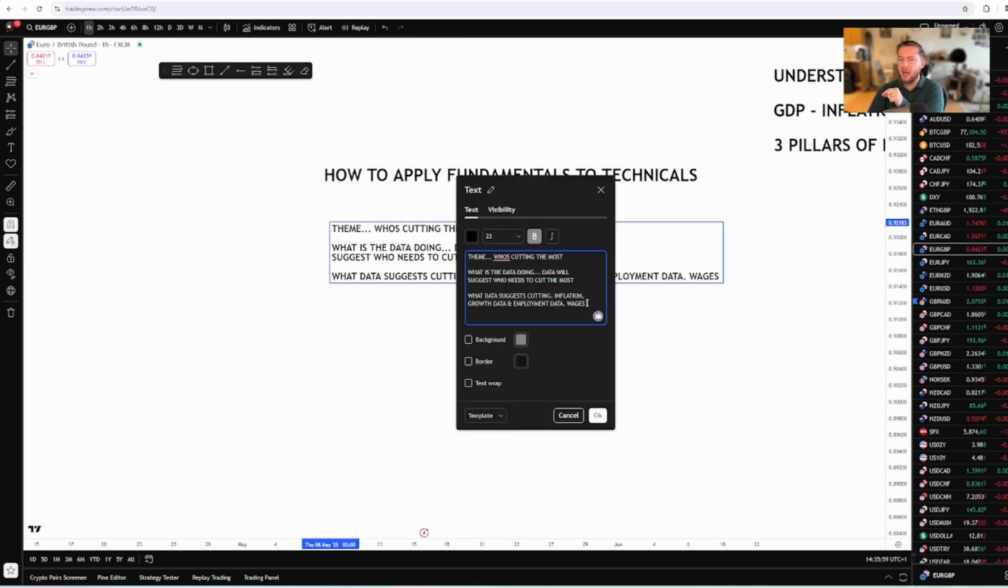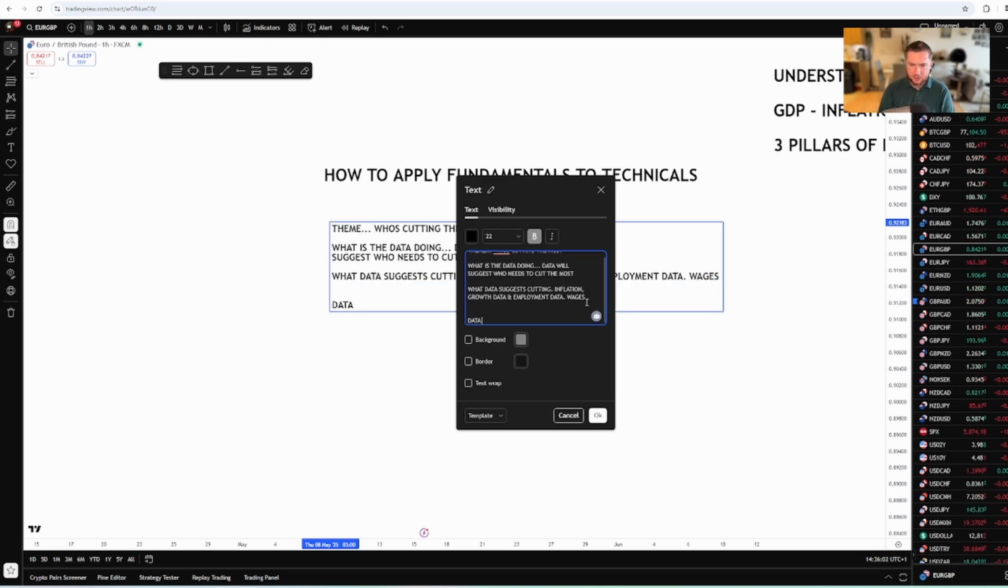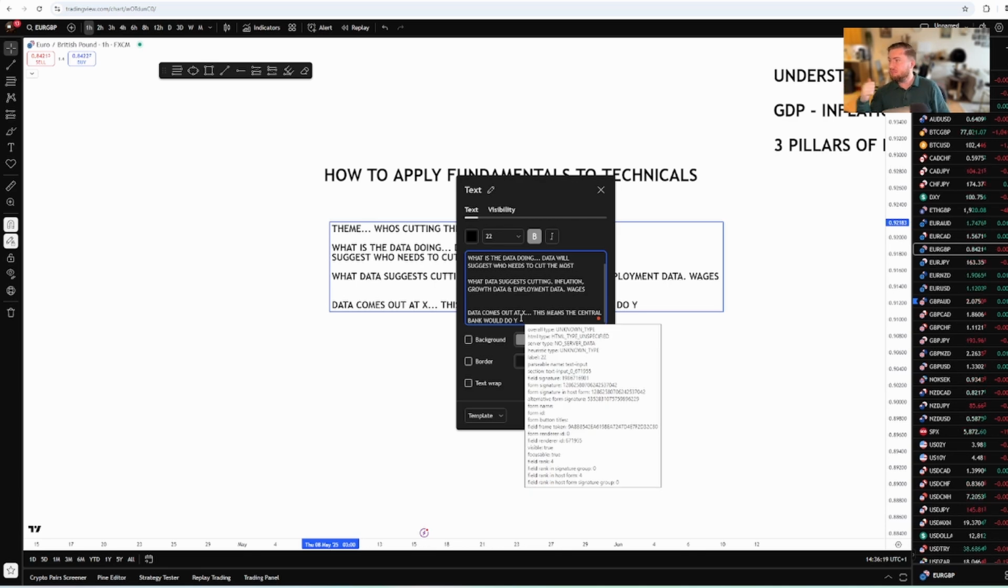Everything you do is you think data comes out at X, this means the central bank would do Y. If that suggests that they should cut by less, you obviously go long the currency. If it suggests that they will need to cut by more, then you go short the currency. That's why you need to watch the monetary policy video on our channel, because it will give you good guidance on what is hawkish, what is dovish, and what each means for the currency.